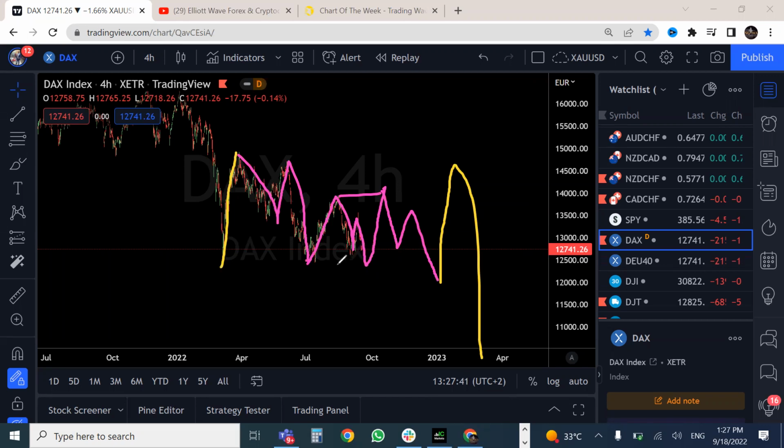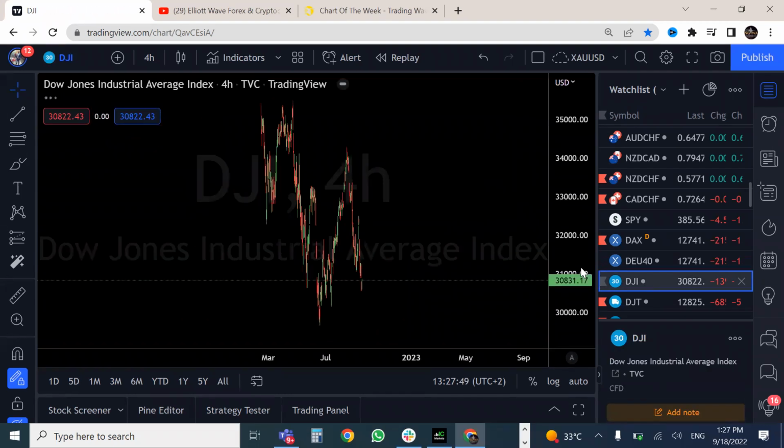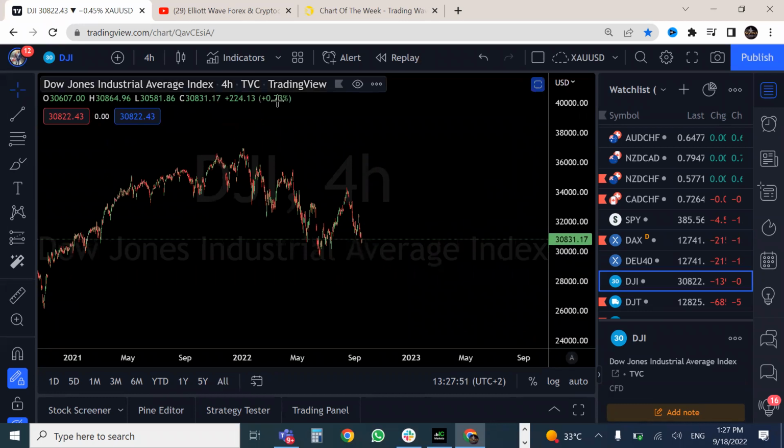So the next move is for this one to come and break the low here or retest that low. Right, so the Dow Jones will be similar to the S&P 500. I should have gone through this. So as you can see, there's no difference here. That's the move. That's the pullback.